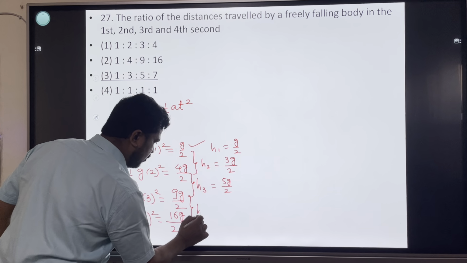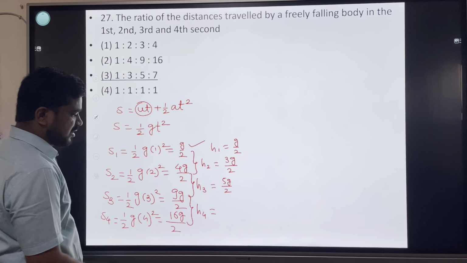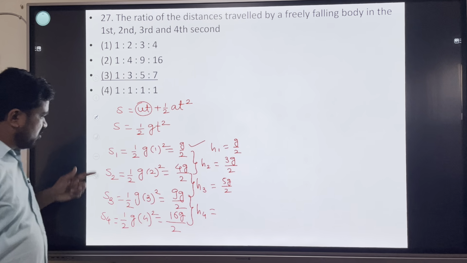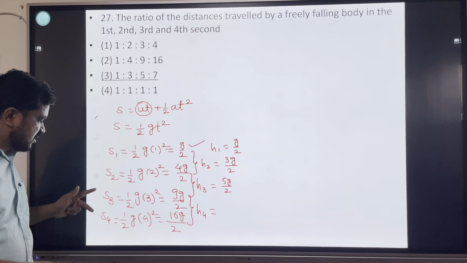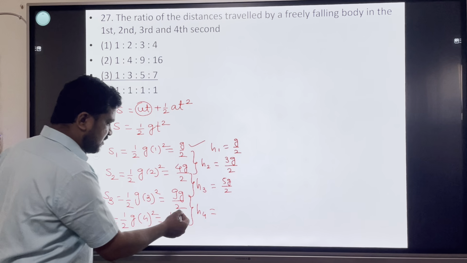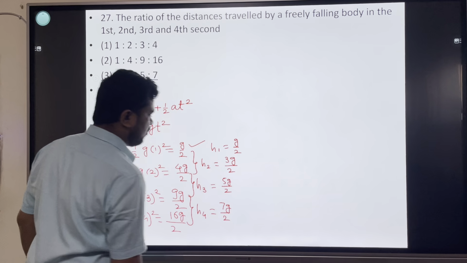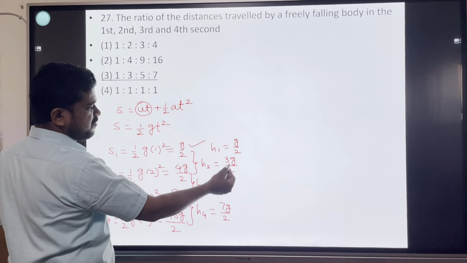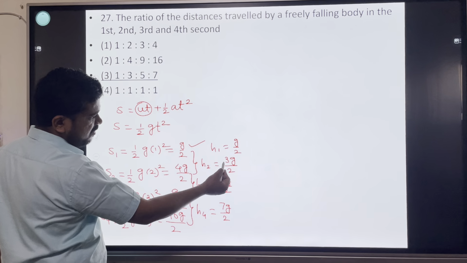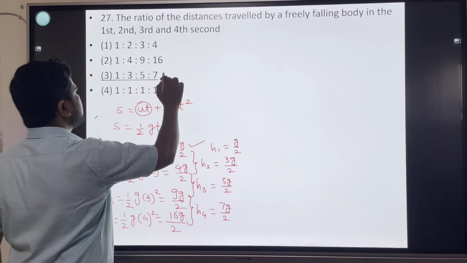Distance in the fourth second is the total distance in 4 seconds minus the distance in 3 seconds: 16g/2 minus 9g/2, 7g/2. Take the ratio of these values. g/2, g/2, g/2 cancel. 1, 3, 5, 7. 1 is to 3 is to 5 is to 7.